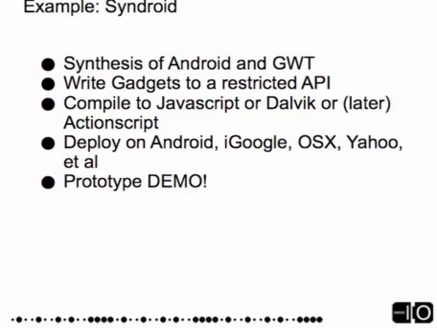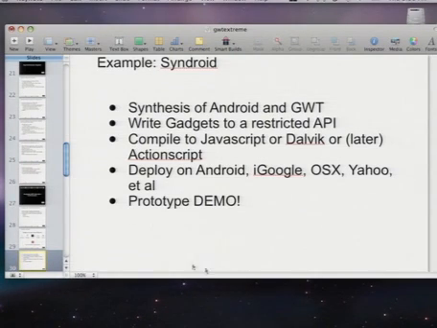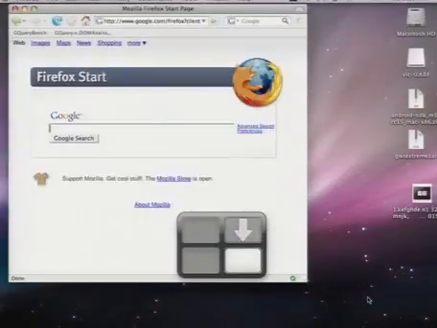So what is Syndroid? It's a synthesis of Android and GWT. It's a key enabling technology. You write gadgets to a restricted API, and then you can compile those gadgets to JavaScript, compile them to the Dalvik VM, or compile them to ActionScript. And then you can deploy them as a packaged Android APK file to an Android phone, deploy them to iGoogle, deploy them to your Mac desktop, or to Yahoo and any of the other gadget containers. Before I get into how this works, I'm going to show you a quick demo. It's not a very impressive demo, but it serves as an example nonetheless.